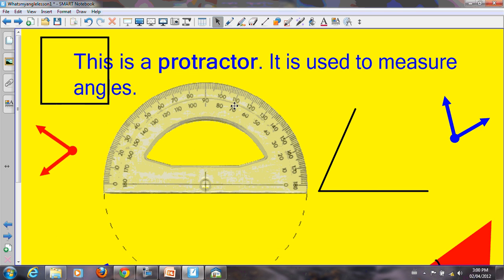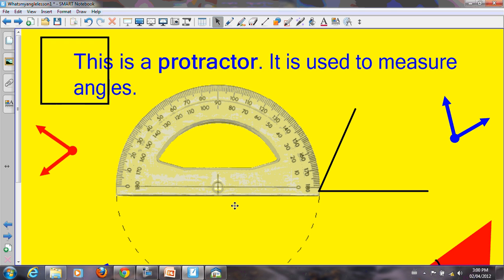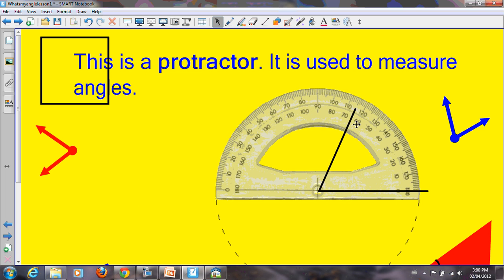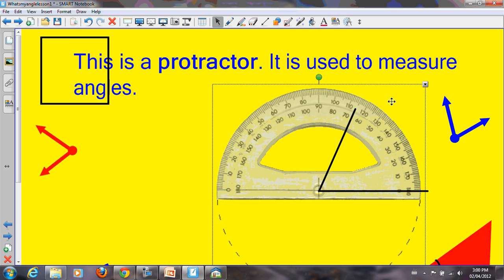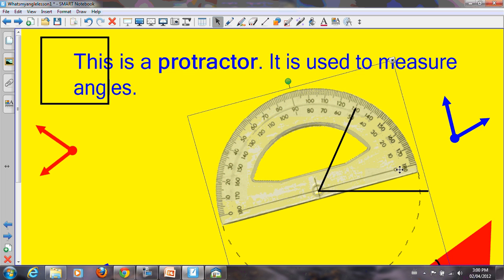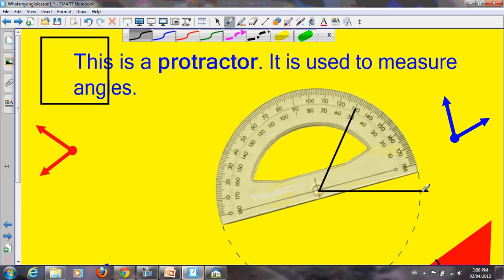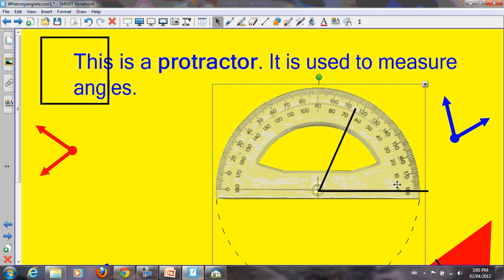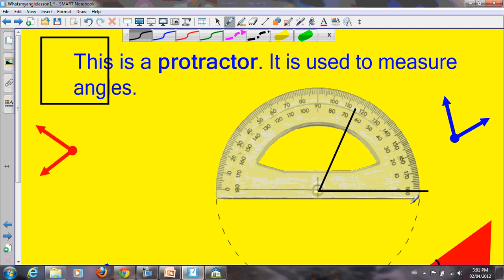But if I want to measure it exactly, the first thing I have to do is line up this little plus sign right on the vertex or the corner of my angle. There we go. And after that, I have to make sure that this 0 right here should be right on this line right here. So let's take it and rotate it so that it's right on the line. Perfect. So now we're starting with 0.